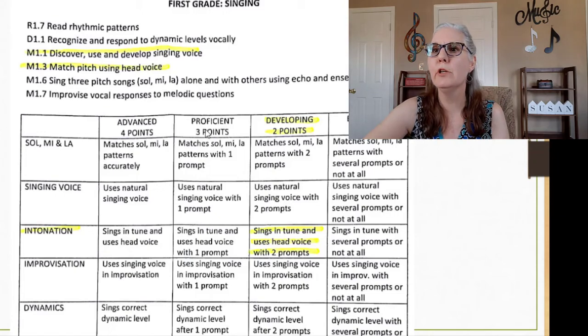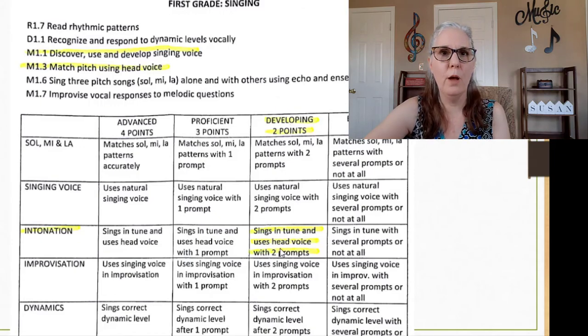I was able to come down here to intonation, and this says sings in tune and uses head voice with 2 prompts, so she's developing. So for singing, instead of getting an A or a B, she was getting a C, which is not a bad grade at all. C means average. And this was a first grade student.